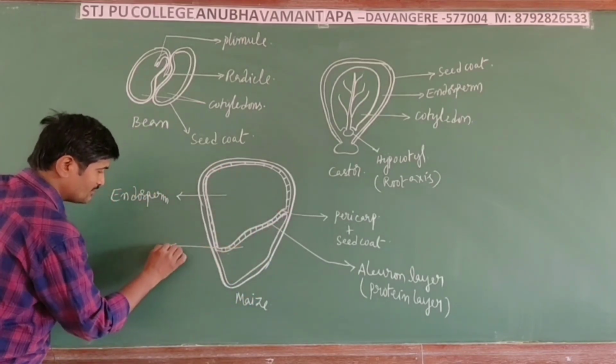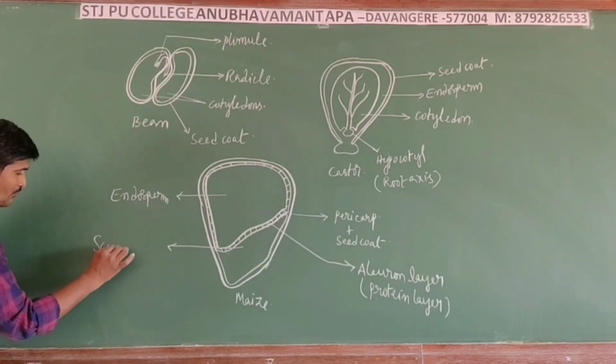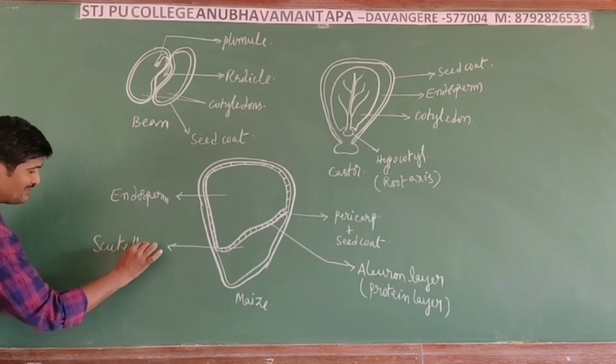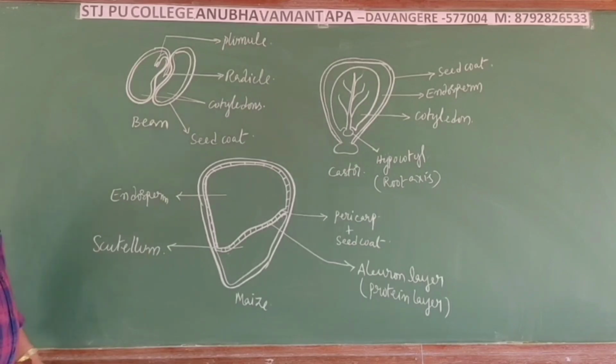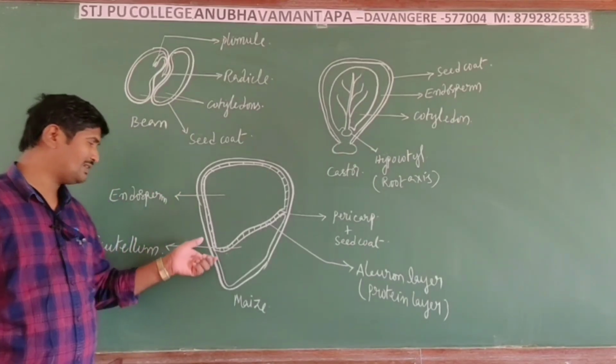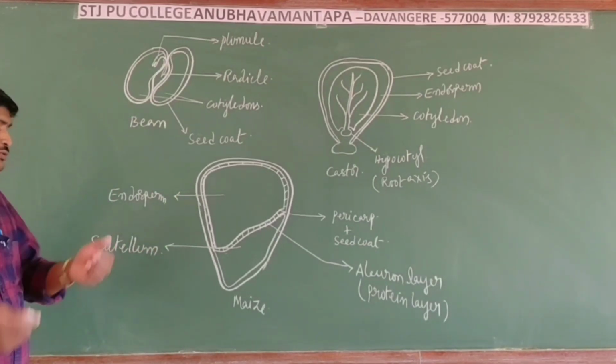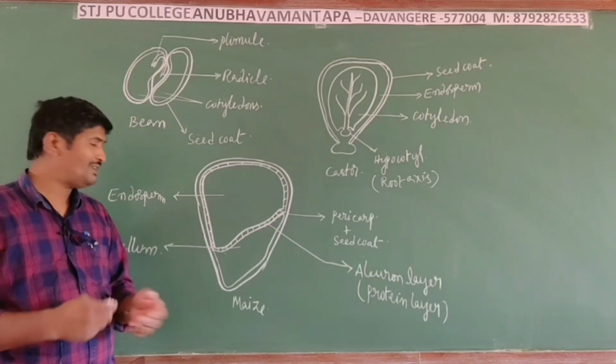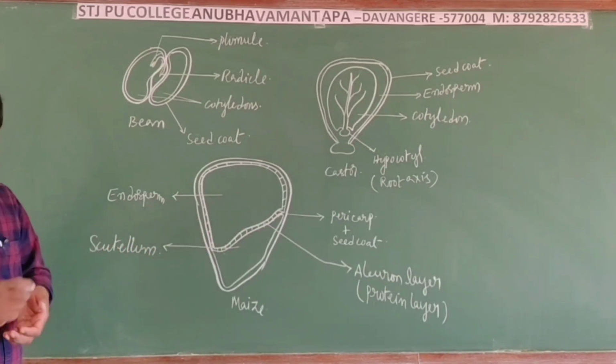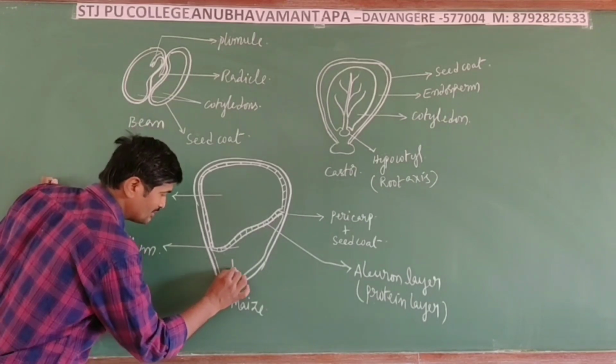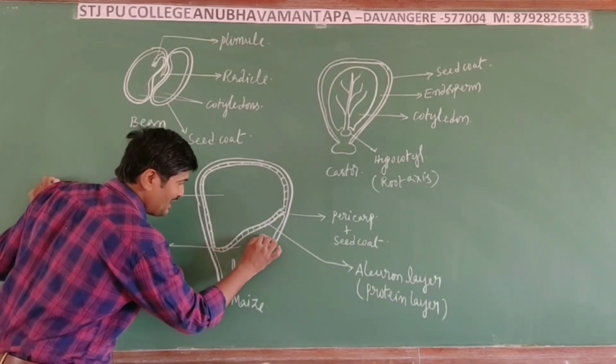This is the scutellum. What is the scutellum? The single cotyledon in the grass seed is known as the scutellum. In the grass family, the single cotyledon is known as the scutellum. Next one, this is the embryonal axis.